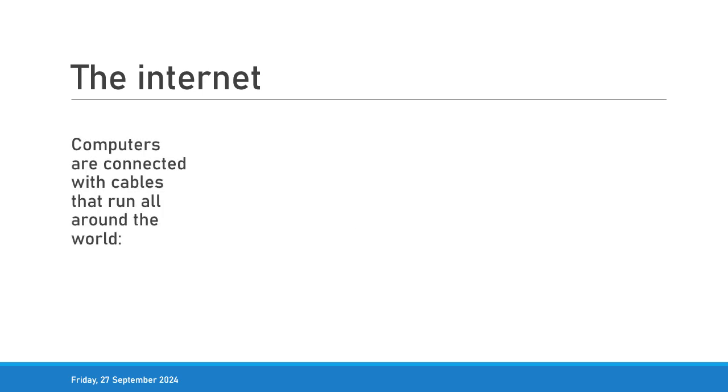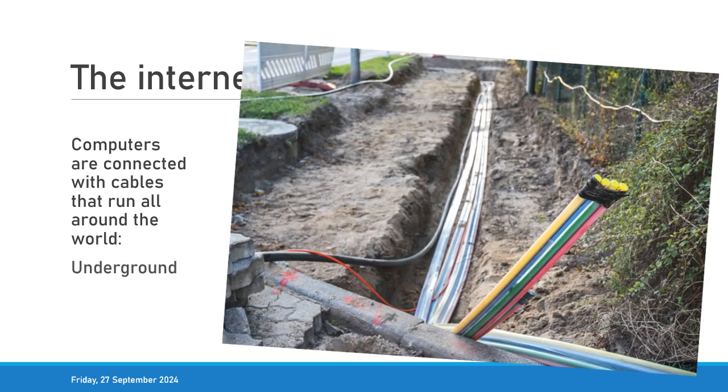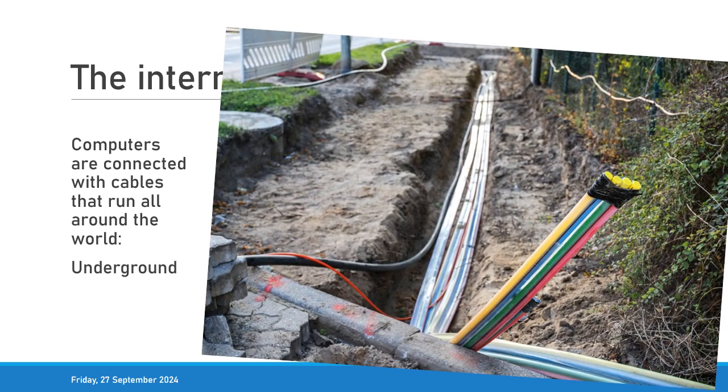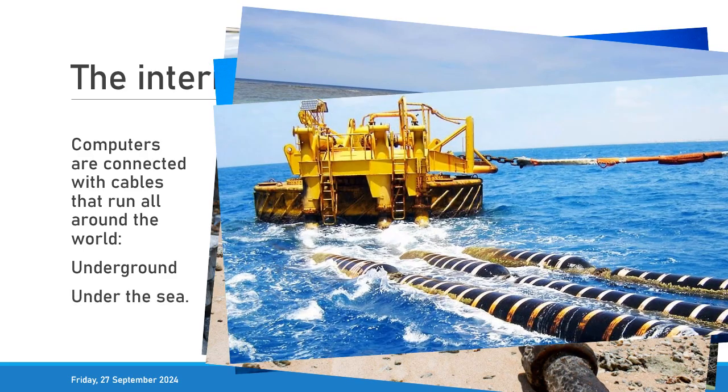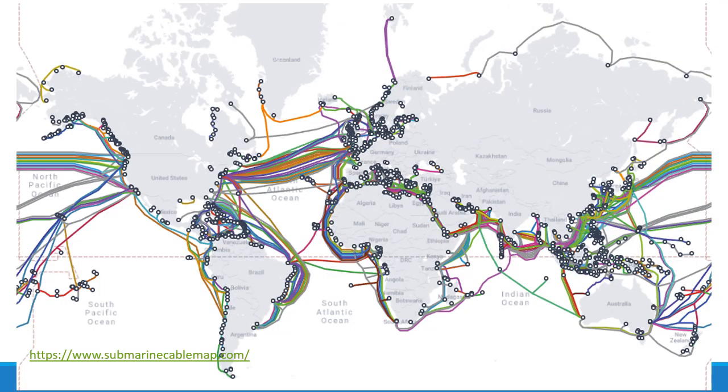Well, the answer to that is actually cables. They're connected by using wires. And we're not talking about little Ethernet cables that you can see going out of your PCs in a classroom, but huge cables that run underground and under the sea. In fact, here's a map that shows you all of the undersea cables that are connecting continents and countries together. Without these amazing things, we wouldn't be able to communicate across the globe.